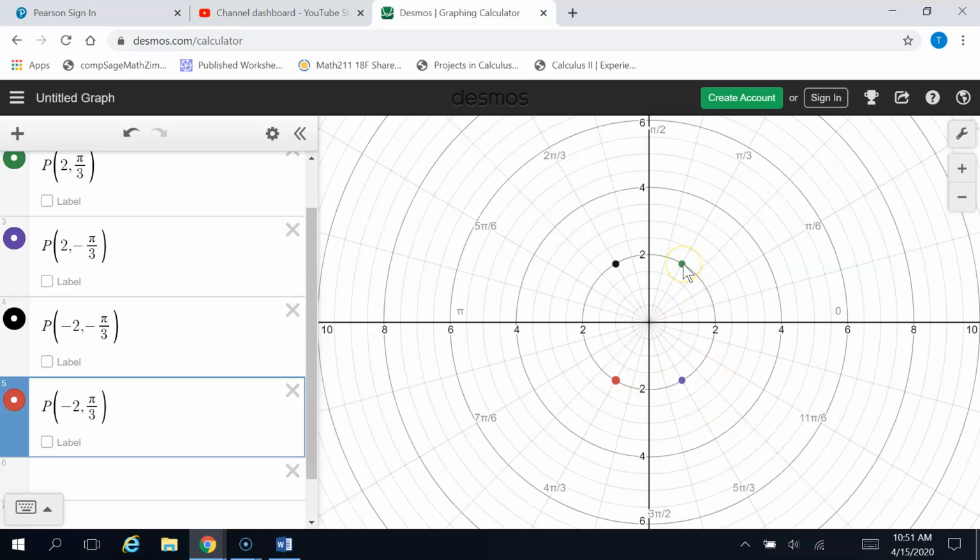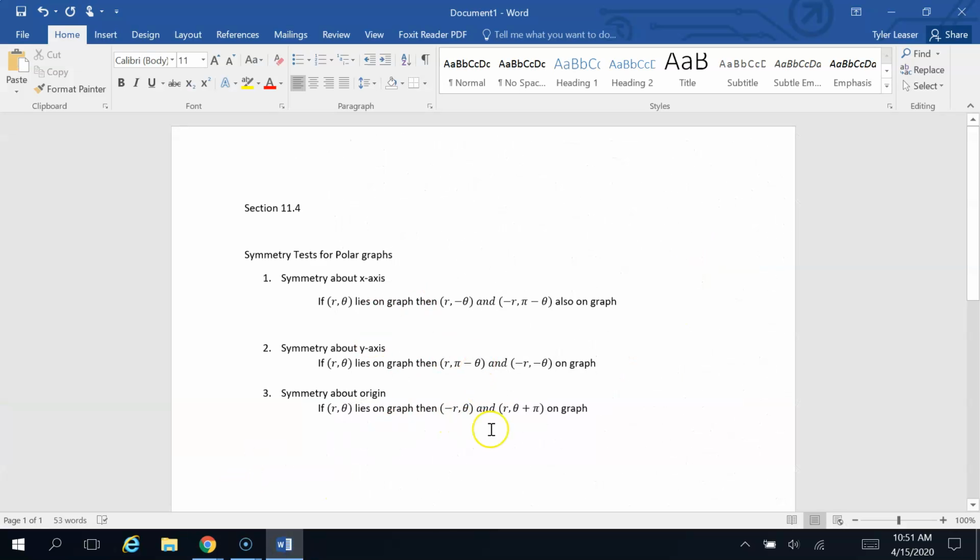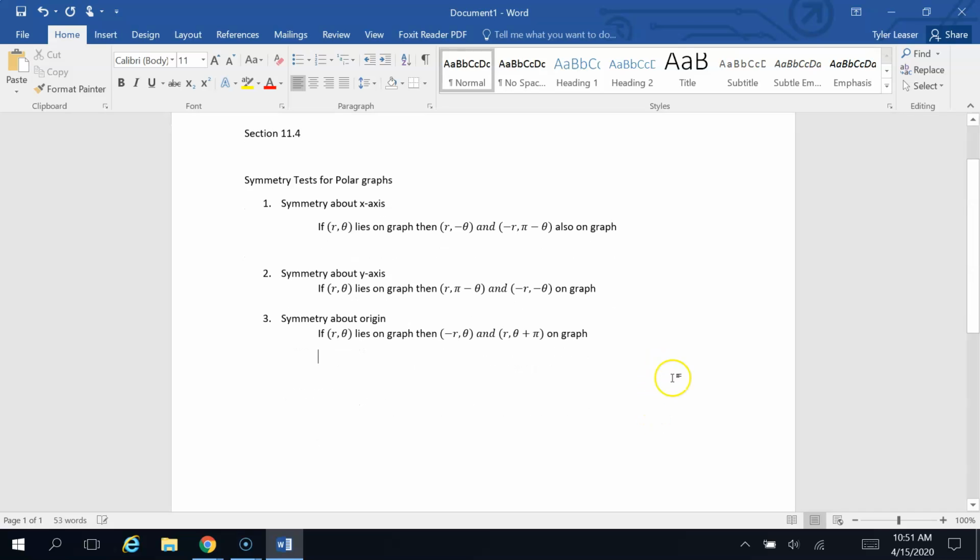If you were to take the green point and then turn that 180 degrees, it would match up with this r value. Or you can think of it as if you reflect it over the x-axis and then the y-axis, you're landing on the same point here. So this is what symmetric about the origin means. These are the 3 different types of symmetry that you're going to have for polar equations.